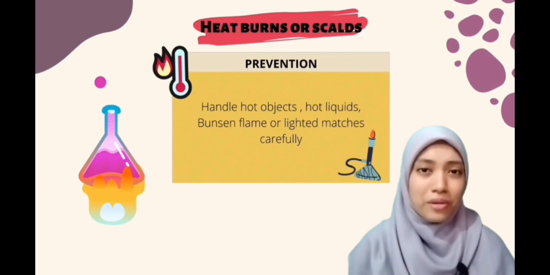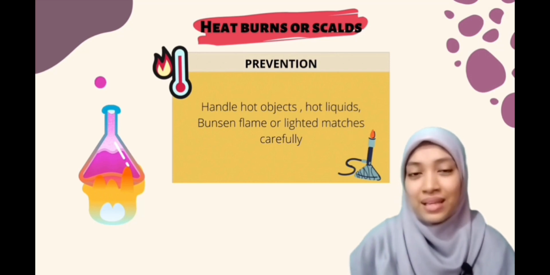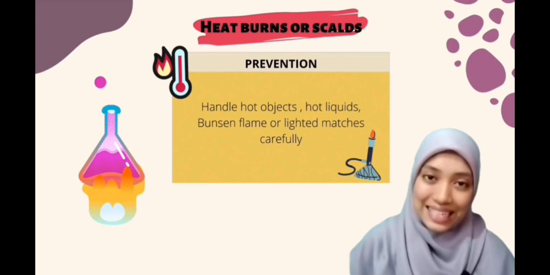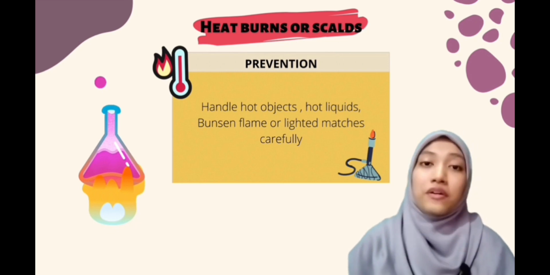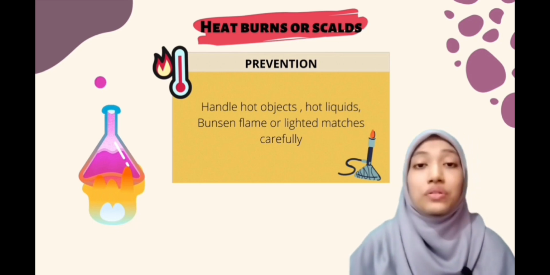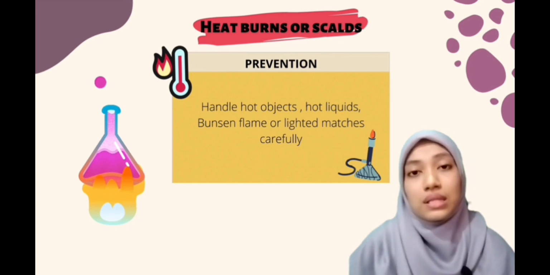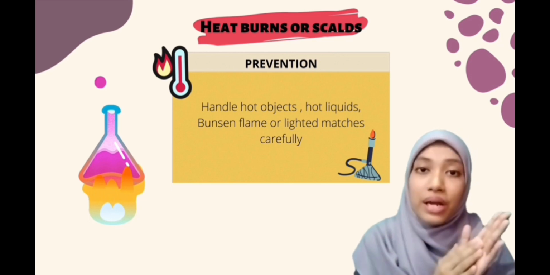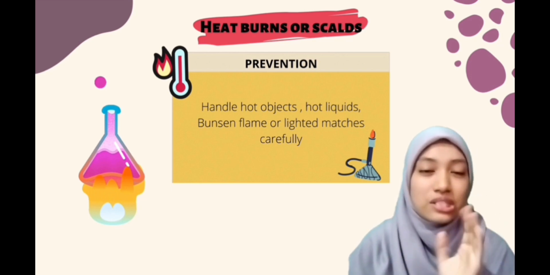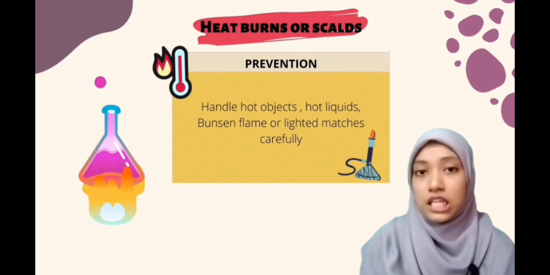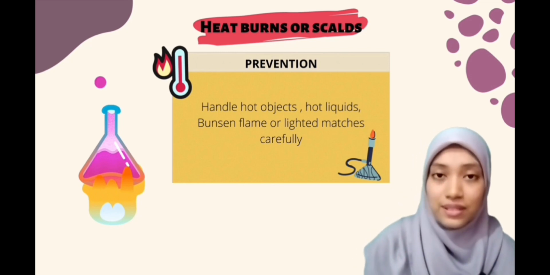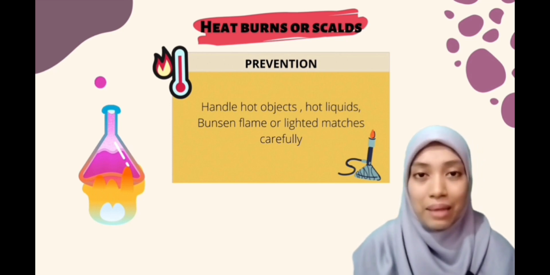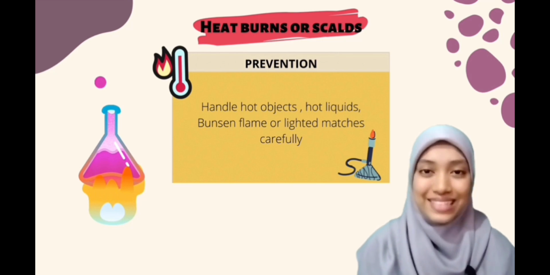As we all know, prevention is better than cure. But how to prevent this accident from happening? Okay, to avoid this accident from occurring, hot objects, hot liquids, Bunsen flame or lit matches need to be handled properly. Never use your bare hands to hold or touch the hot surfaces, but use tongs to hold or lift them. Now, let's watch the video about the common lab accidents and how to avoid them.